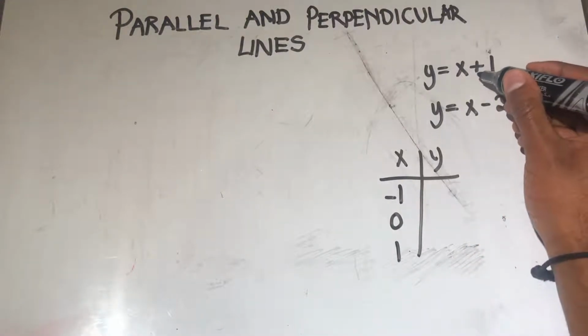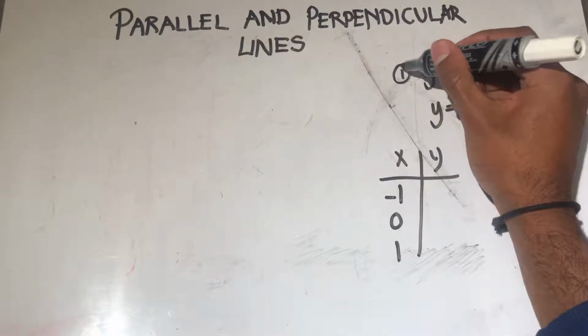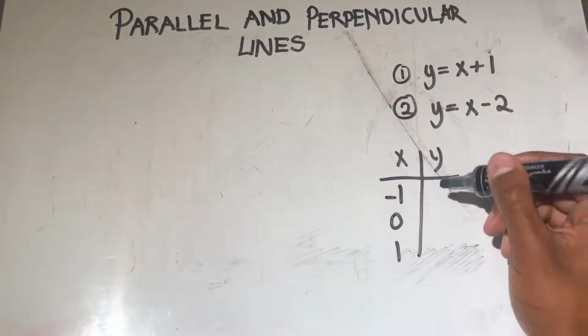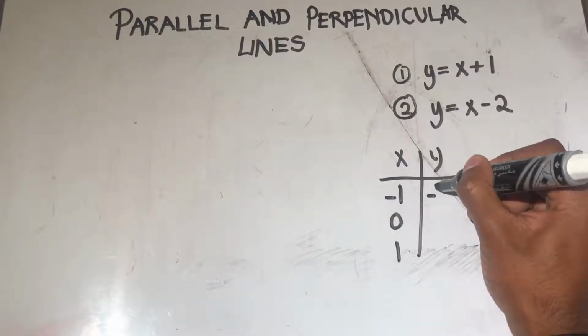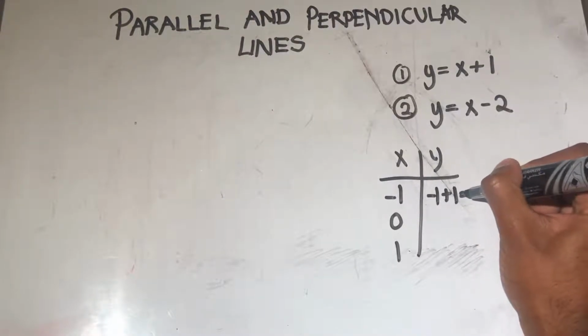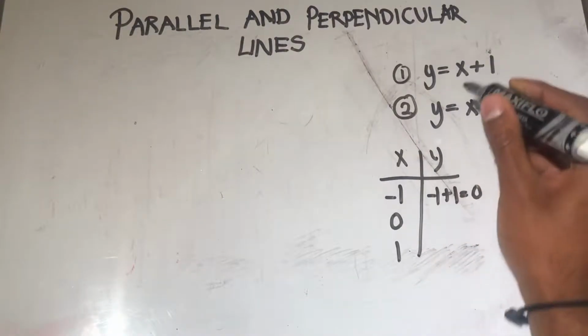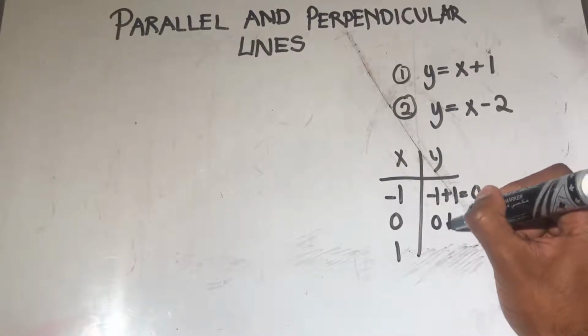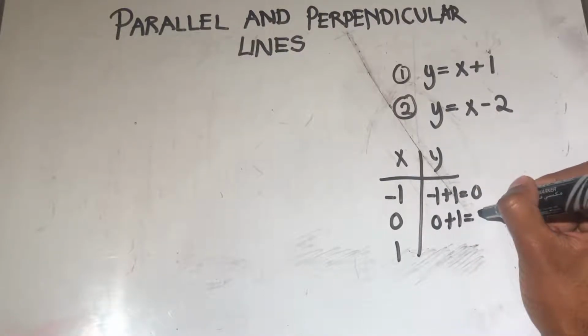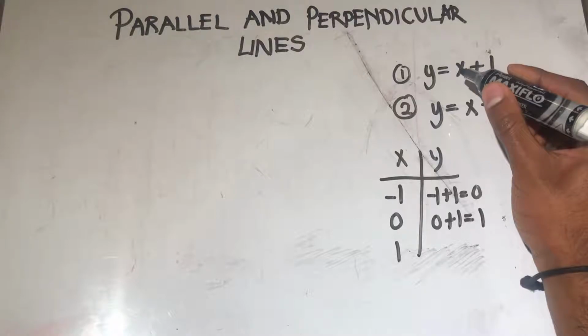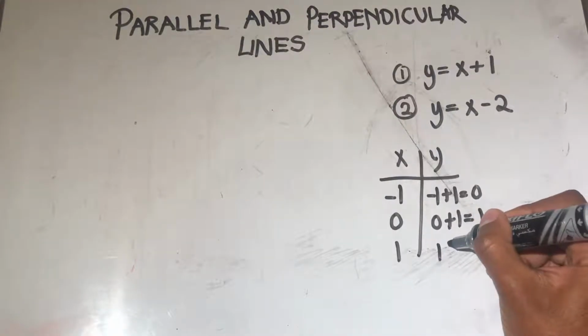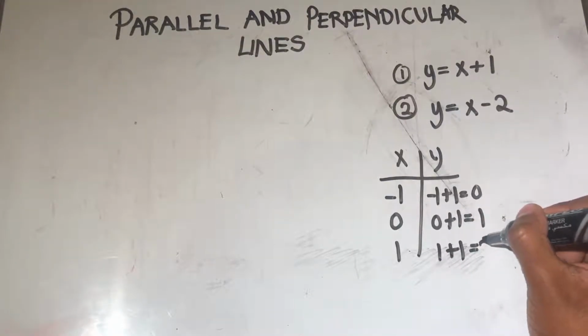Plugging -1 into the first equation, we're going to get -1 plus 1, which is just 0. 0 for x is going to give us 0 plus 1, which is just 1. And then 1 for x is going to give us 2.